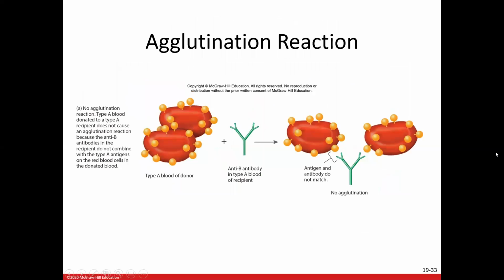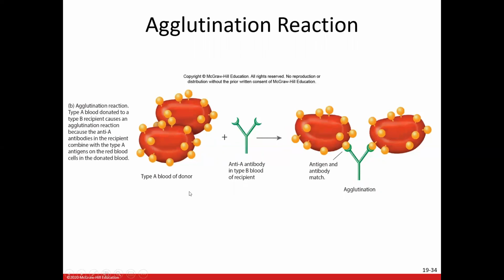So why does this actually matter? It matters because, like I said, you want to make sure that the antibody of your own blood doesn't match the antigens of your own red blood cells. Otherwise, your body will attack its own red blood cells. So if we have type A blood and we have the B antibody, there's a mismatch. So the B antibody does not match the A antigen, so we will have no agglutination reaction.